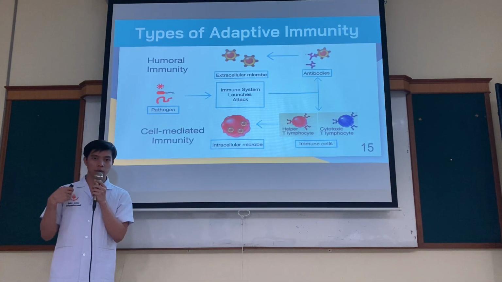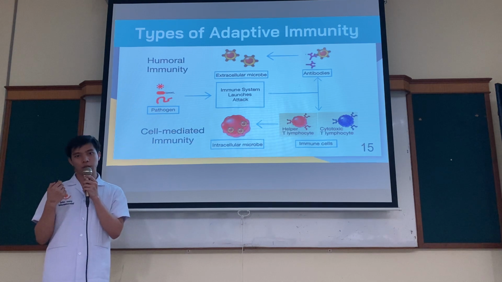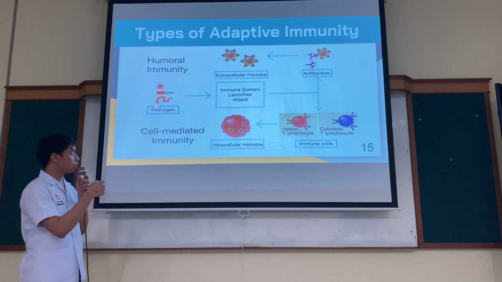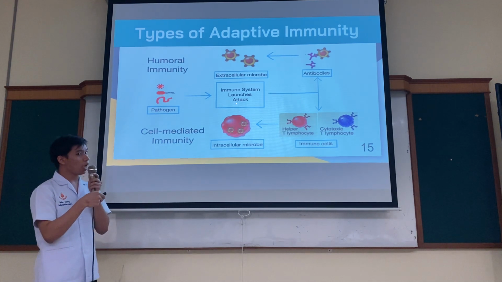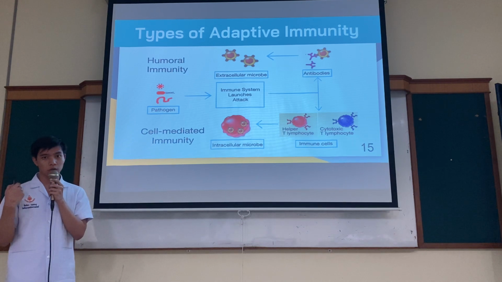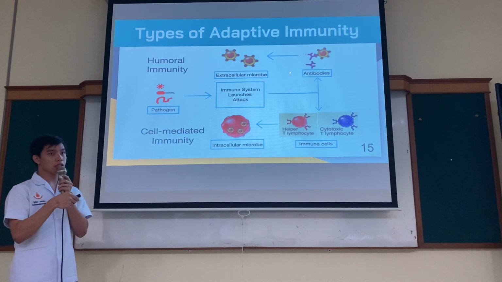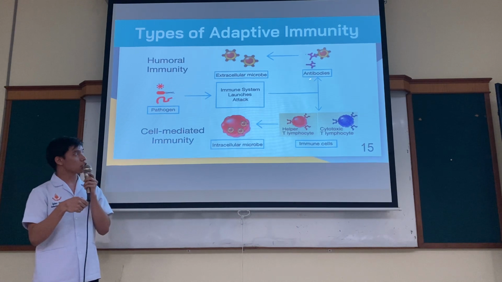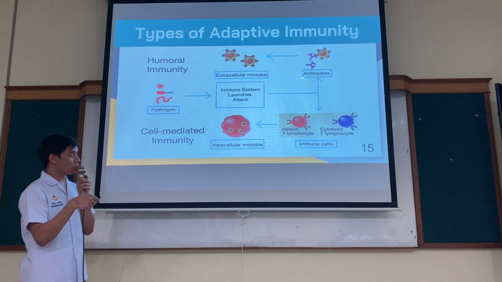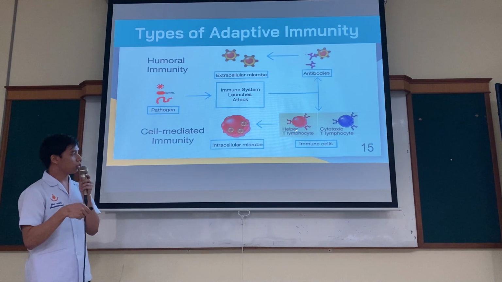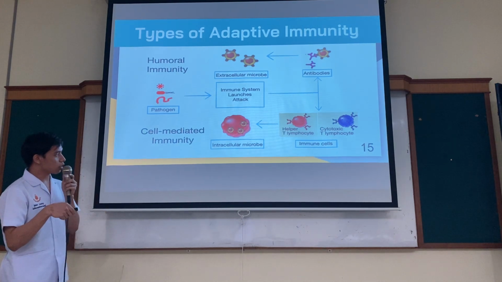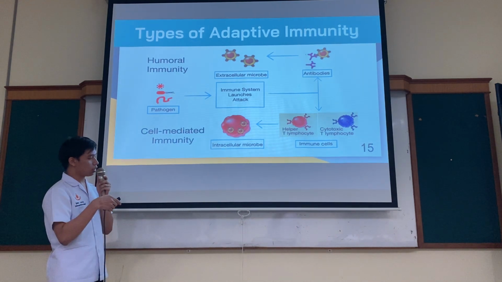Next, to understand what humoral immunity and cell-mediated immunity are, we see what happens when pathogens enter your body. The immune system launches an attack on the pathogens. It does so by making antibodies or by using cells themselves to eliminate pathogens.